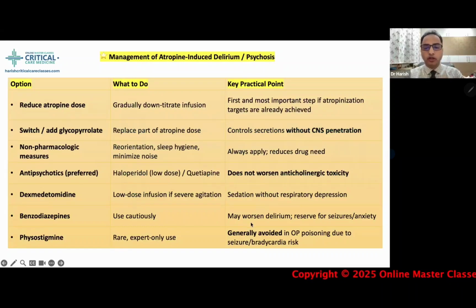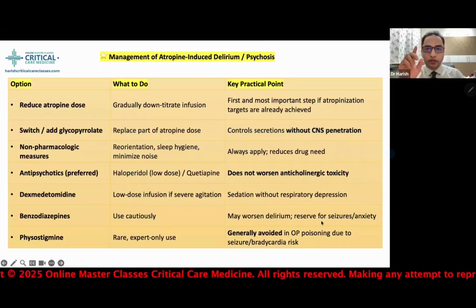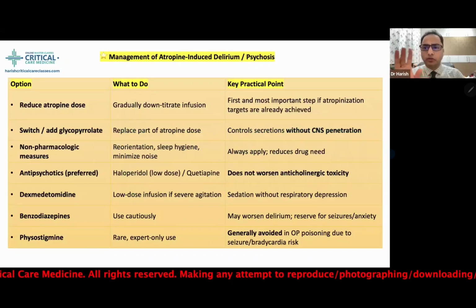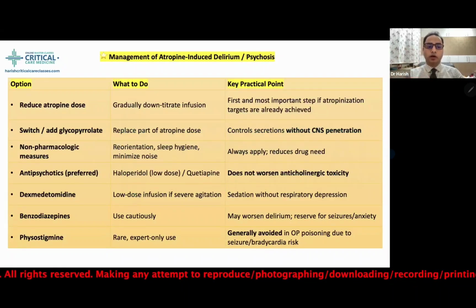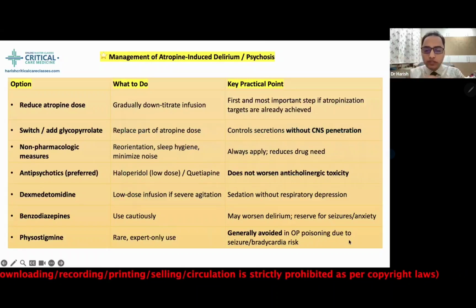Benzodiazepines: use cautiously, sometimes they may worsen delirium, because we know that benzodiazepines are an independent risk factor for delirium. Reserve them for when the patient is having some central manifestation like convulsion or extreme anxiety, then you can use a small dose of benzodiazepines. Physostigmine is rarely used, expert use only, generally avoided in OP poisoning due to risk of sudden bradycardia and convulsion.